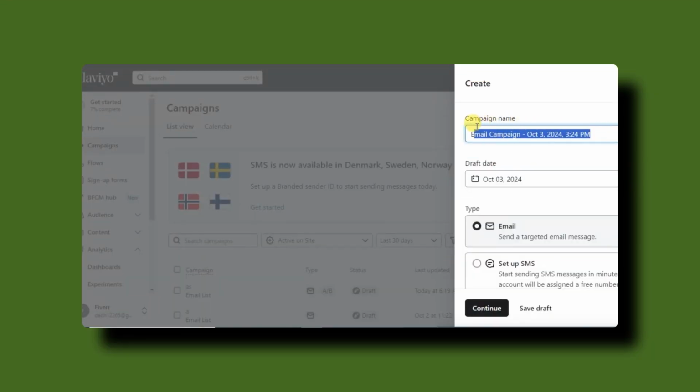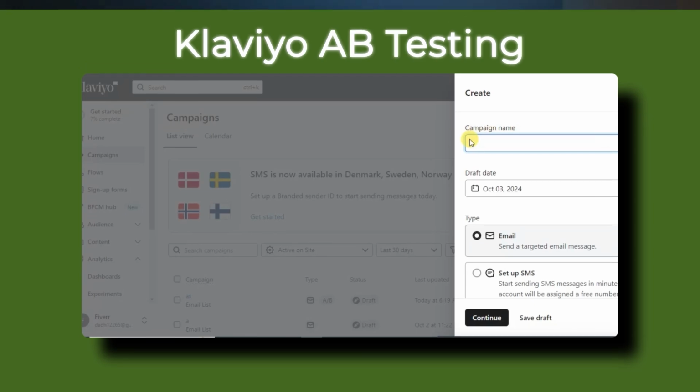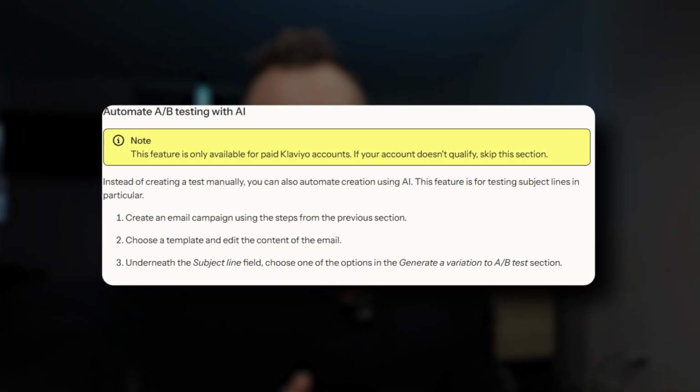What's up guys? Today we're diving deep into the world of Klaviyo A/B testing. Whether you're a seasoned marketer or just starting out, understanding how to run effective and statistically significant A/B tests can transform your email marketing game.